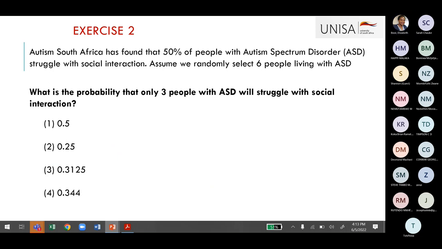Exercise 2. Autism South Africa has found that 50% of the people with autism spectrum disorder struggle with social interaction. Assume we randomly select 6 people living with ASD. What is the probability that only 3 people live with ASD? What are we given in this?